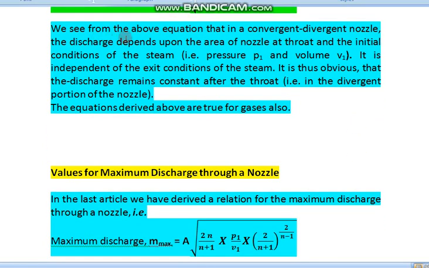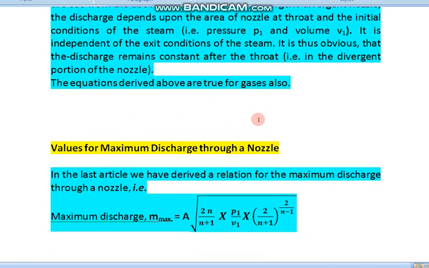So we see from the equation that in the convergent divergent nozzle, the discharge depends upon the area of the nozzle at the throat and the initial condition of the steam, that is, the pressure and the volume. It is independent of the exit condition of the steam. It is thus obvious that the discharge remains constant after the throat in the divergent portion of the nozzle. The equation derived above is also true for gases.